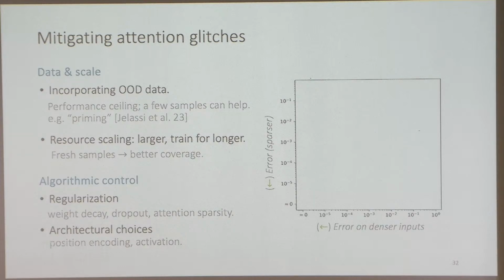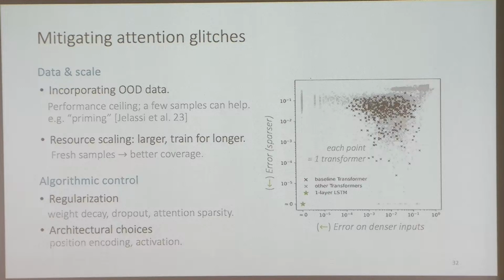Now, in this plot, the x-axis corresponds to the OOD error on denser sequences, and the y-axis corresponds to the OOD error on sparser sequences. The error is smaller if we go left or go down. Now, each point is one trained transformer. And we can see that all of them are pretty far from the origin, which is the zero error corner. In contrast, a small one-layer LSTM can solve the task perfectly.